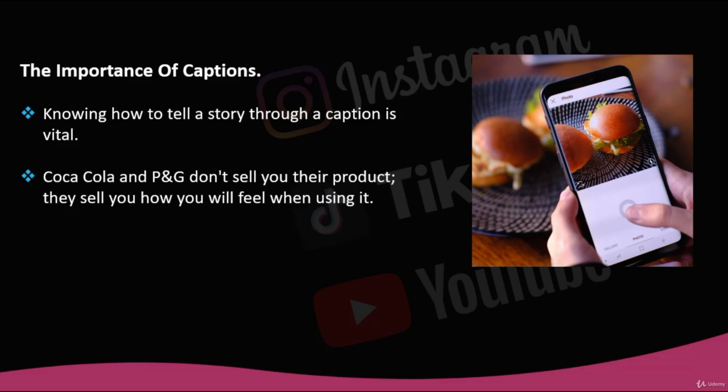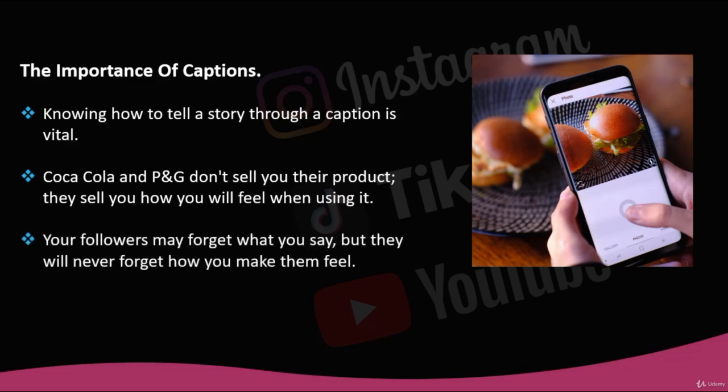Users are tired of being sold products, but they love purchasing emotions. Your followers may forget what you say, but they will never forget how you make them feel. That's why telling a story through a post has become the holy grail of great brands and even influencers today.